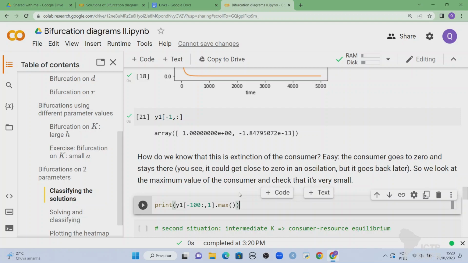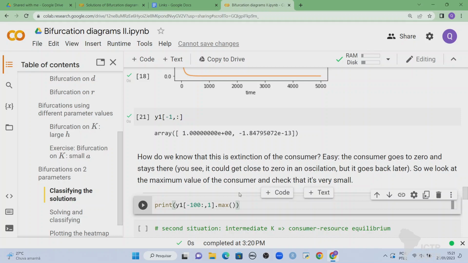And I have the bad luck of taking the last solution at exactly this value, right? So it could happen. It could be that there is a very small value of the predator, but it goes back up again. So I also have to avoid this. So what do I do? I take a certain range here. I take the maximum value in that range and see if that maximum value is still very, very small. Does that make sense?